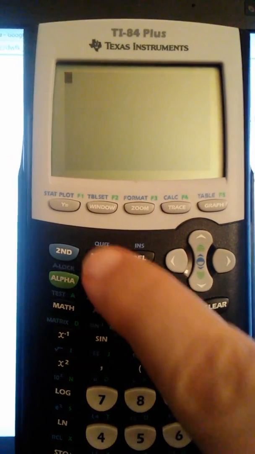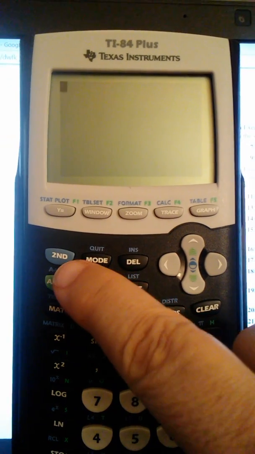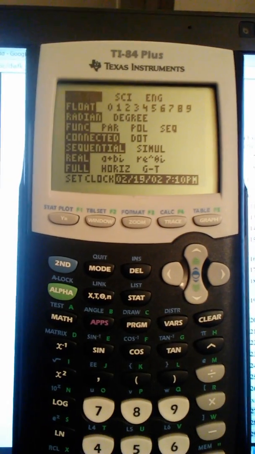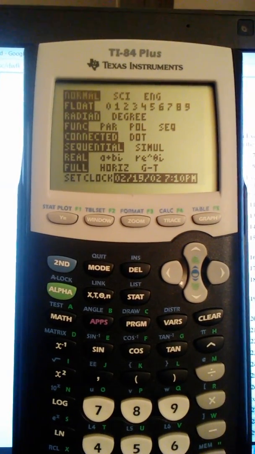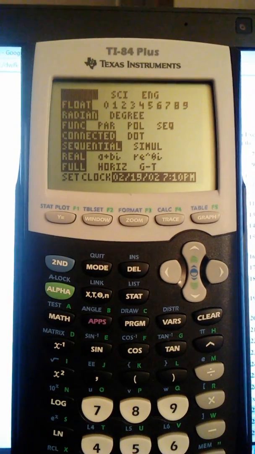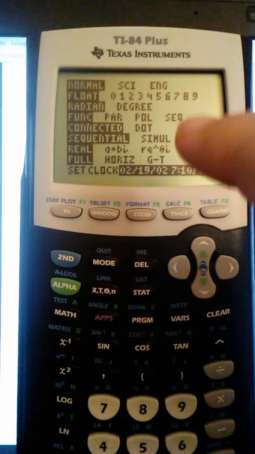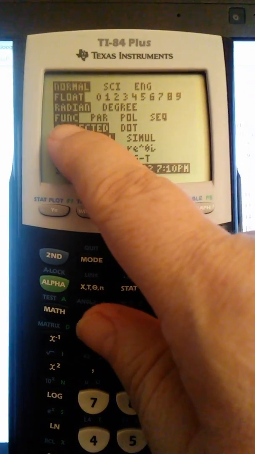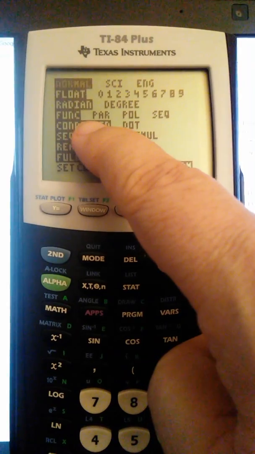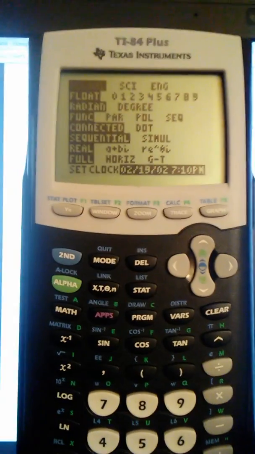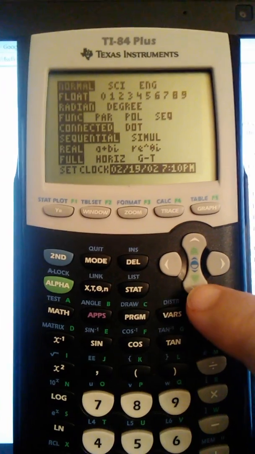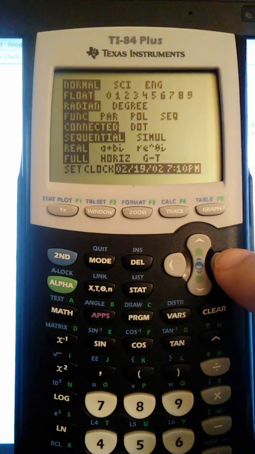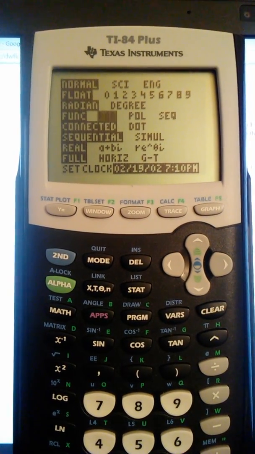Notice the mode button right next to the second. You click that, and usually what we do with that is set between degrees and radians. That's only if we're doing functional equations. On the fourth line down, it says FUNC. That's what we always have it set at, but we've never changed it before. We're going to move this over to PAR for parametric equations. So I'm going to arrow down to the FUNC line, shift over to the right, PAR for parametric, and hit enter.